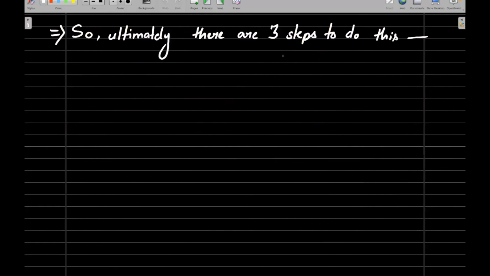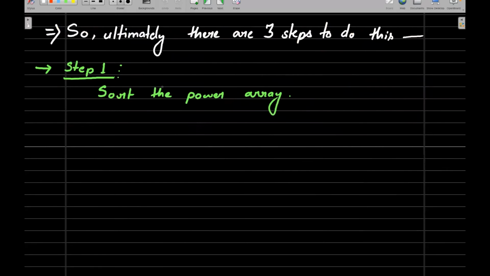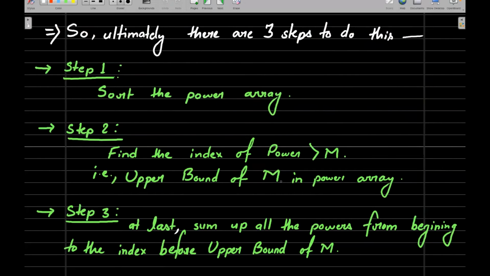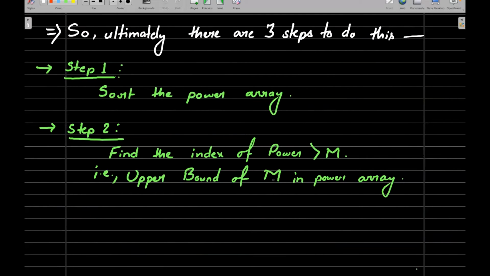So ultimately there are 3 steps to do this. Step 1, sort the power array. Step 2, find the index of power greater than m, that is the upper bound of m in the power array. Why are we doing that? Because if the array is sorted and we find the upper bound of m, all the powers before this index will be less than m. So these are nothing but the soldiers with powers who can be killed by Piyush. Piyush can kill all the soldiers which are at index less than the upper bound of m.